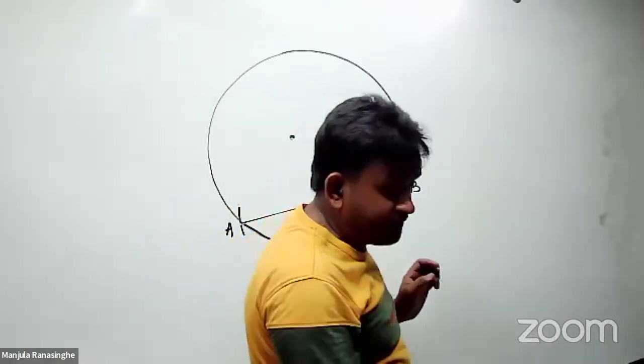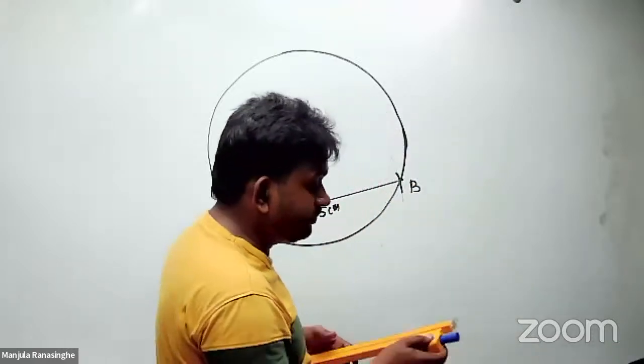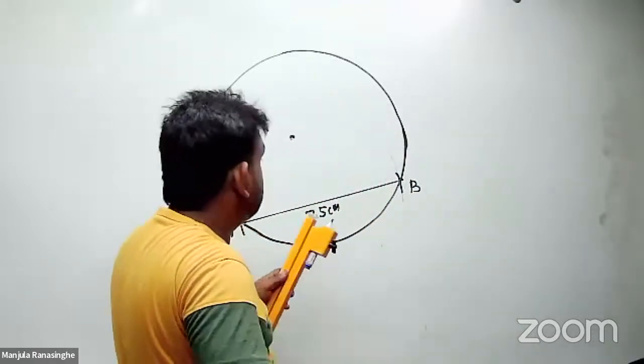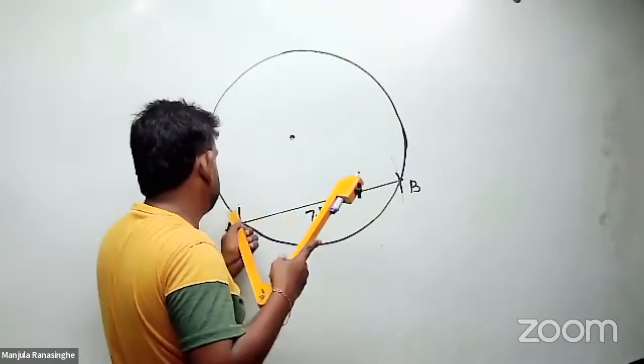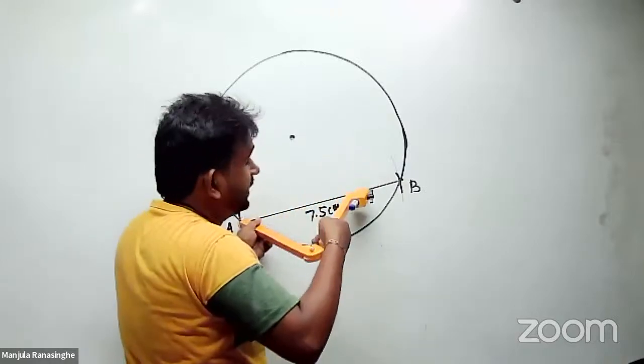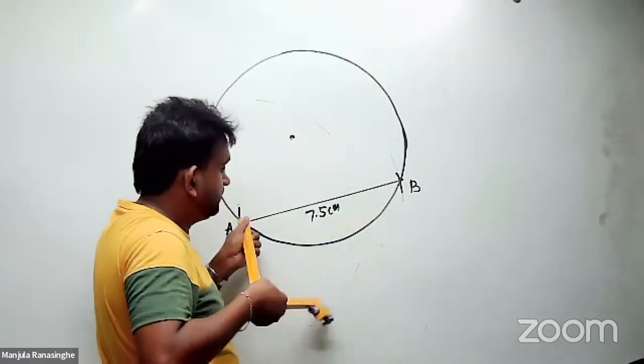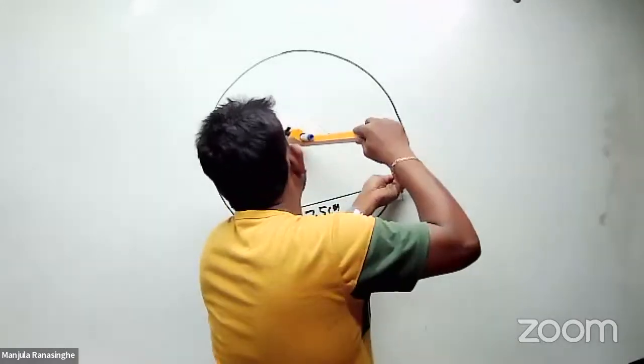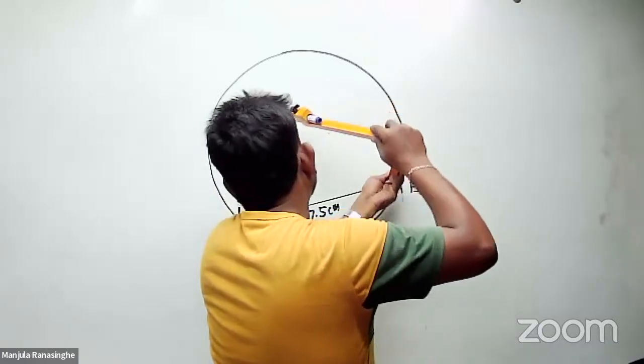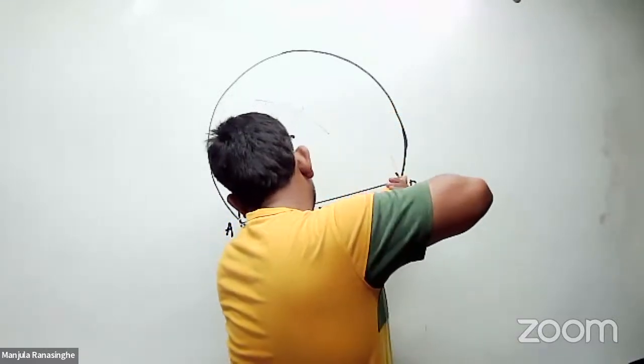Right. So now I need to make a perpendicular bisector of this chord. Make more than half of the length and make an arc there, and go there and make an arc. Okay.